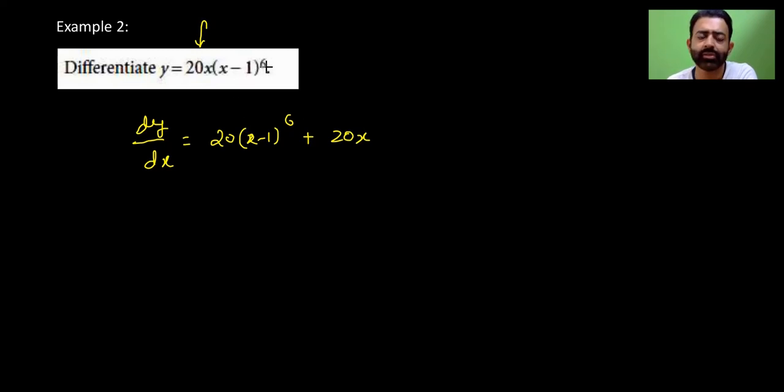Now this x minus 1 raised to power 6 can be differentiated using the chain rule, right, that we have learned last year in AS levels, right?